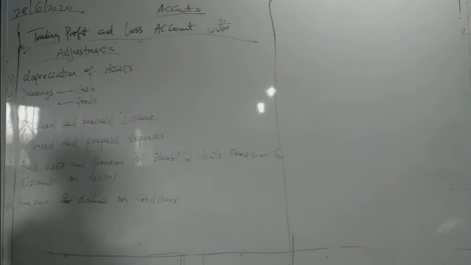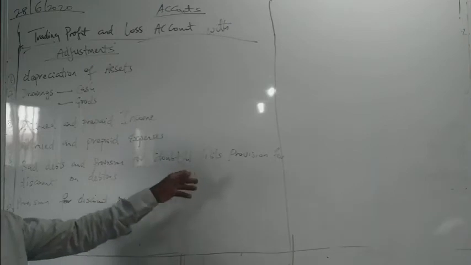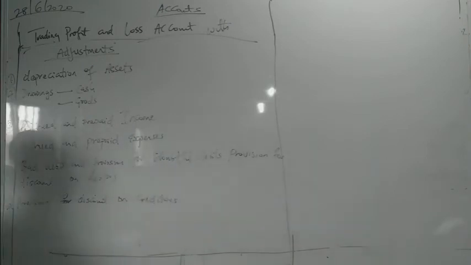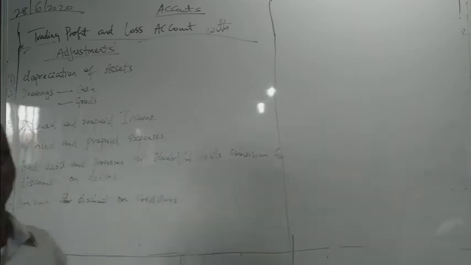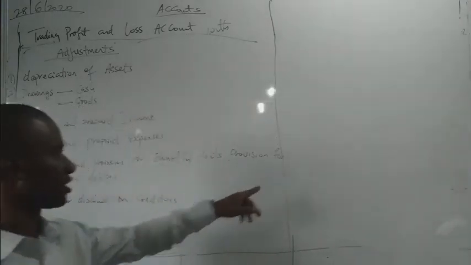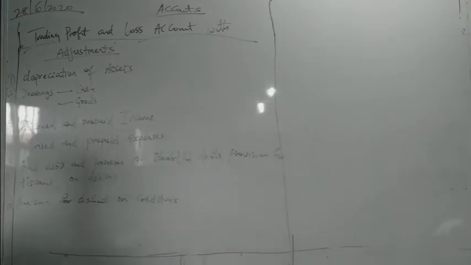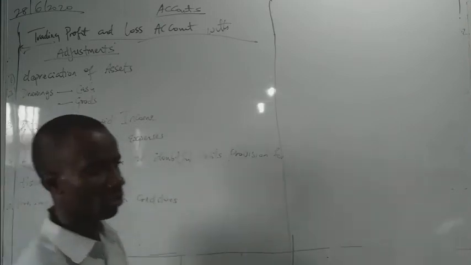Now, out of that 10,000, you may still not be sure of some. That is where you deduct the provision for doubtful debts. Then out of that, there is what is called provision for discount. You may provide discount for debtors because you are not sure also, to encourage them to pay. Provision for discount on creditors is the same thing; the only difference is this one is for debtors, this one is for creditors.